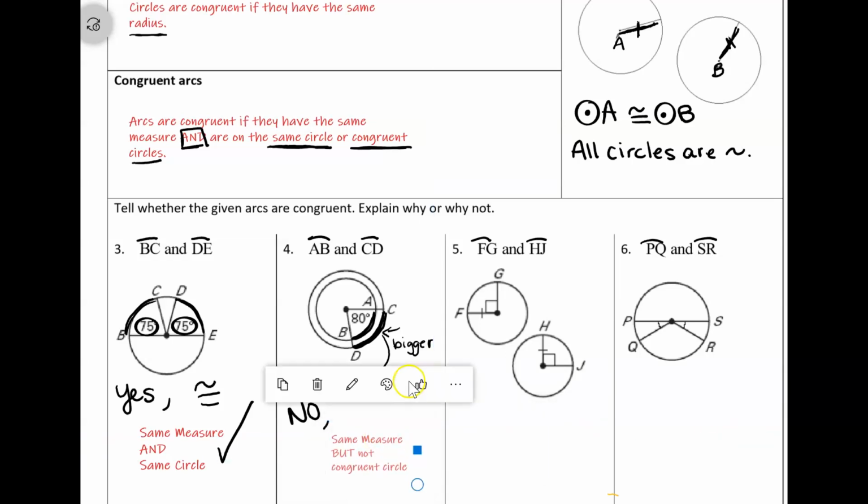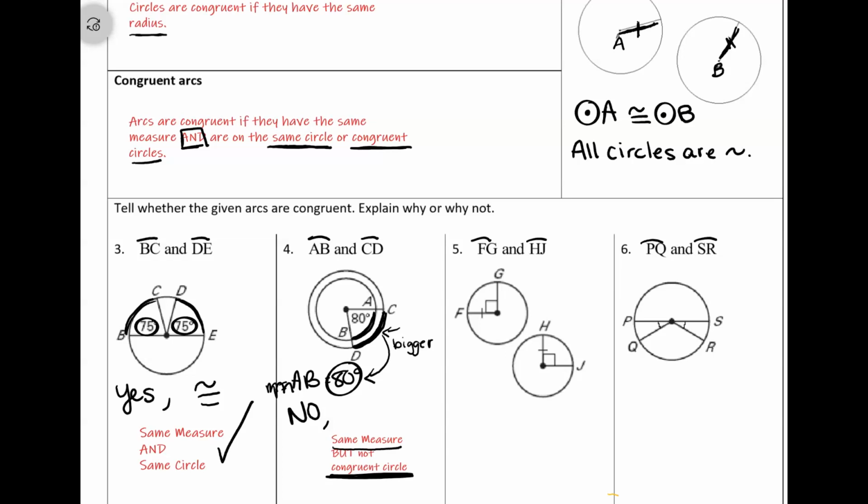So here is why we say no to this one. Yes, they are the same measure of 80 degrees, but they are not in congruent circles. It's 2 completely different circles. So that's what I need you to focus on with that word and.